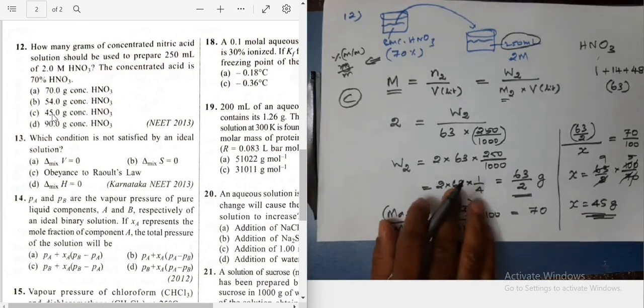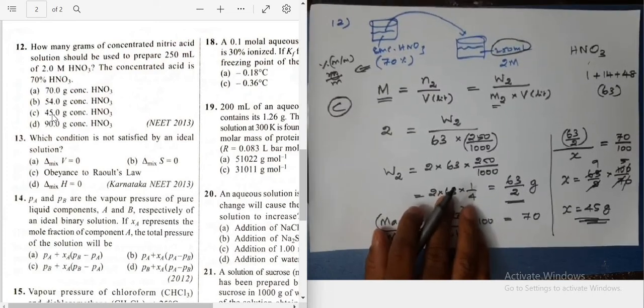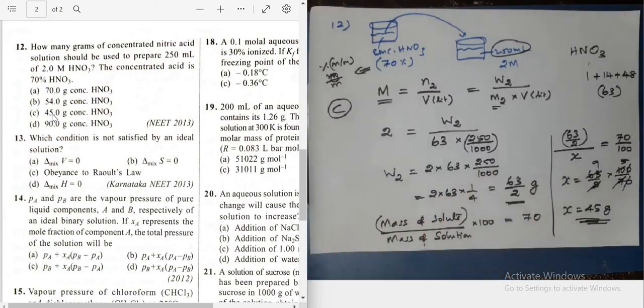It is very easy, but it requires some practice. If you solve more problems like this, then you will get some clarity on how to proceed. Is this clear, students? Any doubt?